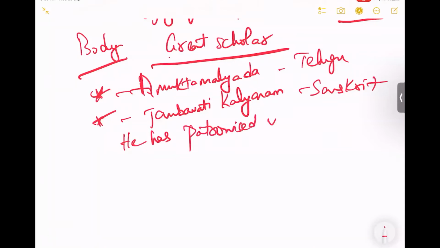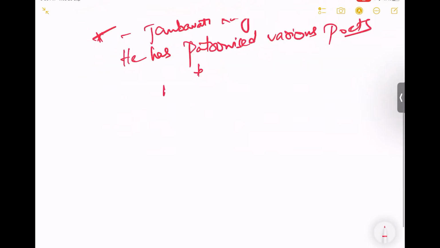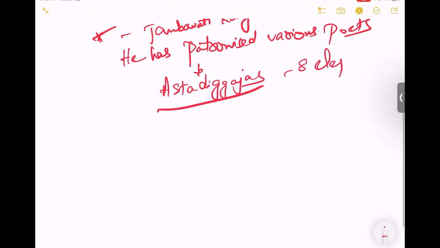various poets in his court. And these poets were popularly called as Ashtadiggajas, which means 8 elephants.